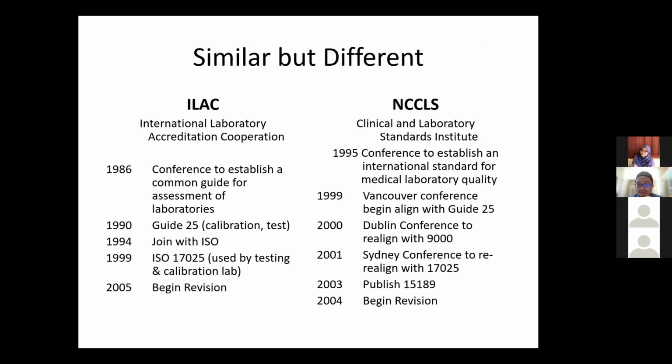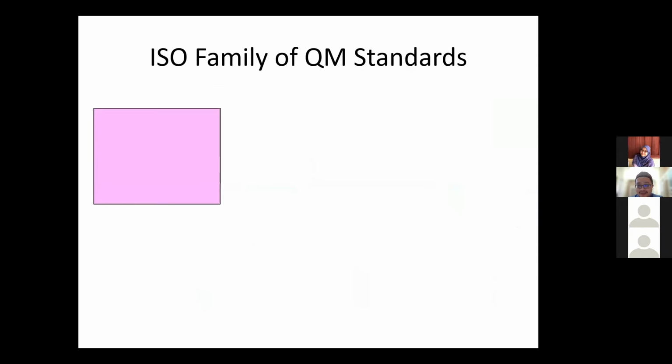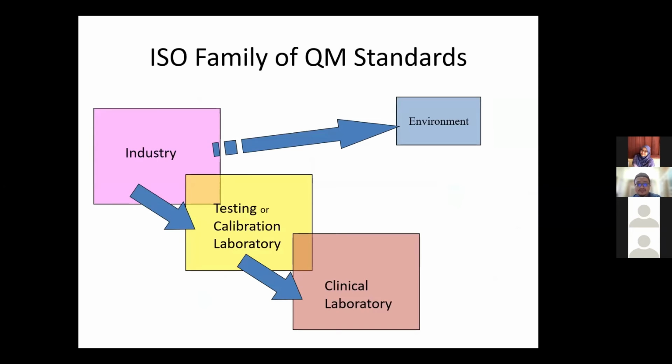Okay, so all of this work together at the end. Yeah, mula-mula it was established for different purposes by different stakeholders. They provide their own guidelines, etc. But then they see the need to work together. So everything in the world is good if they become harmonized. Yeah, so sekarang ni kita ada yang kita pakai ISO ni lah. Dah tak ada dah ILAC and CCLS. Okay. So the ISO family of QM standards.